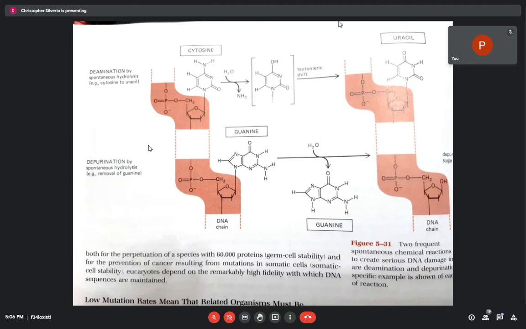The first is what is known as deamination. Okay? Deamination. This is the removal of the amino group. Deamination, spontaneous hydrolysis. The removal of the amino group. Okay? This is when this is hydrolyzed. So this amino group now is removed. And so when this is removed, what happened to the structure? This is changed to what?